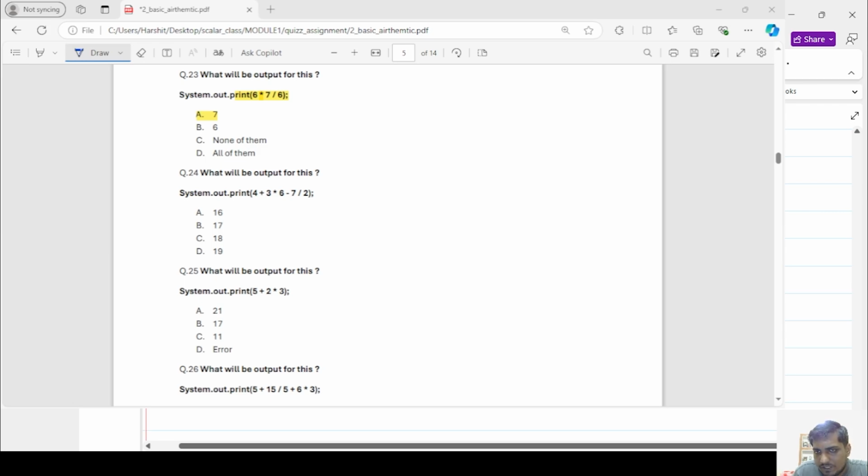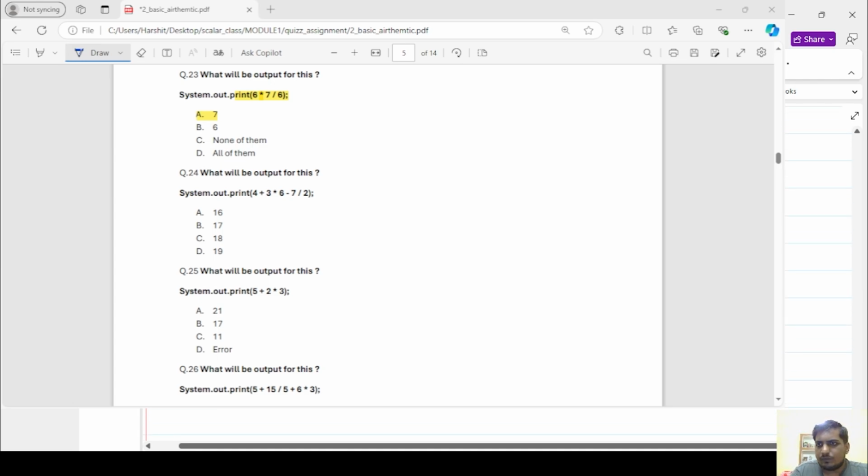Here the 4 plus comes. What will be the multiplication? That is 18. Now what will we give the priority? Second priority we give to the division. 7 divided by 2, that is 3. So 18 plus 4 is 22, minus 3, that is 19. So in this way we solve the equations, and that is the correct answer.